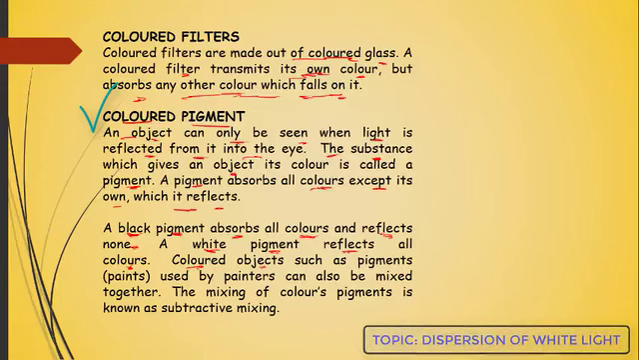Colored objects such as paints used by painters can also be mixed together. When they are mixed together, we can use them to give beautiful colors to our houses. The mixing of colored pigments is known as subtractive mixing.